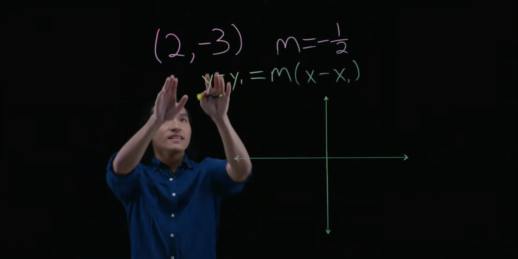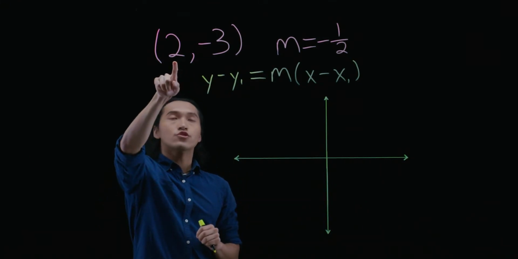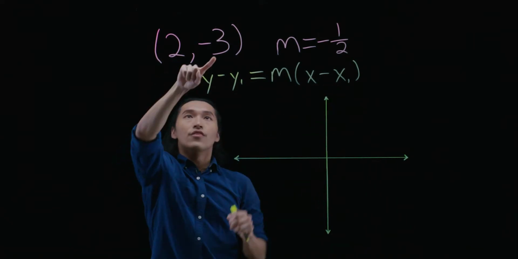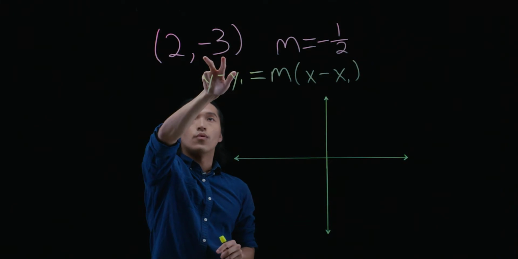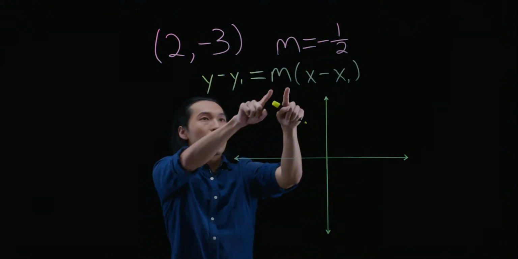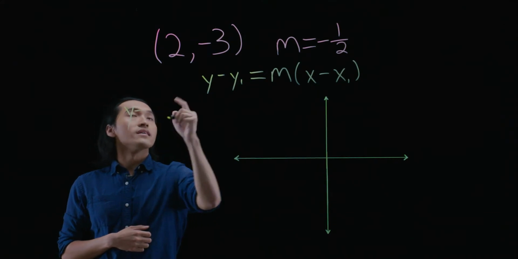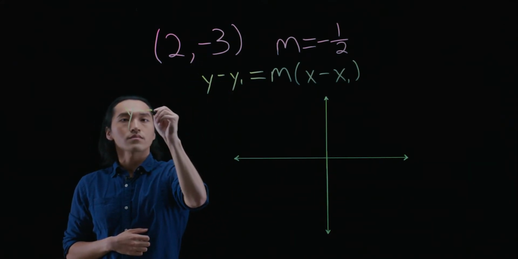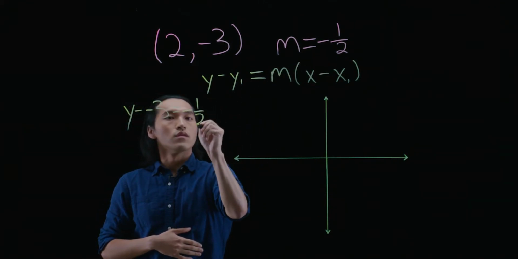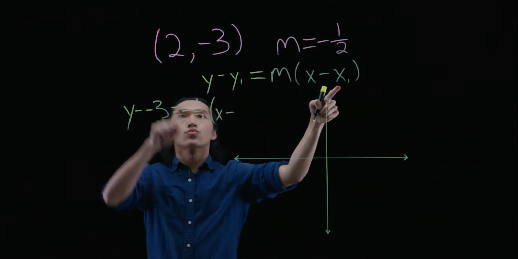So all we have to do is take the information we are given and plug it in to the appropriate places. So this 2 would be x1. It would be an example of a point that the line passes through. This negative 3 would be y1, the y coordinate of a point that the line passes through. And the m is the slope that we plug in here. So what we're left with is y minus negative 3 equals negative 1/2 times, parentheses, x minus x1, which is 2.